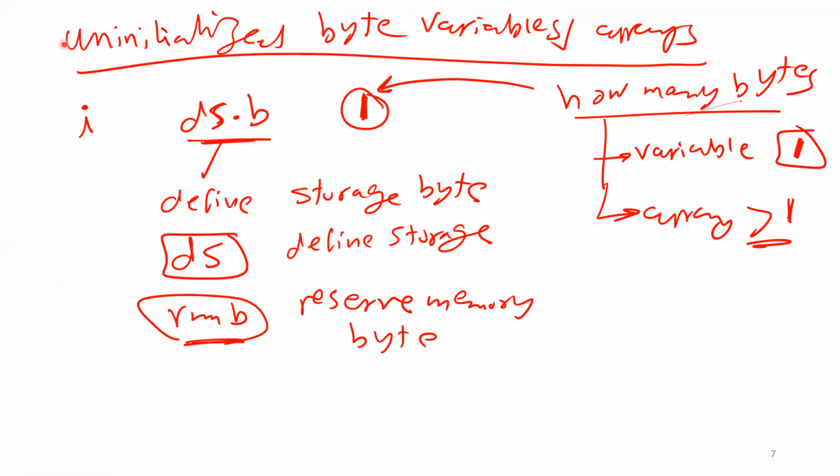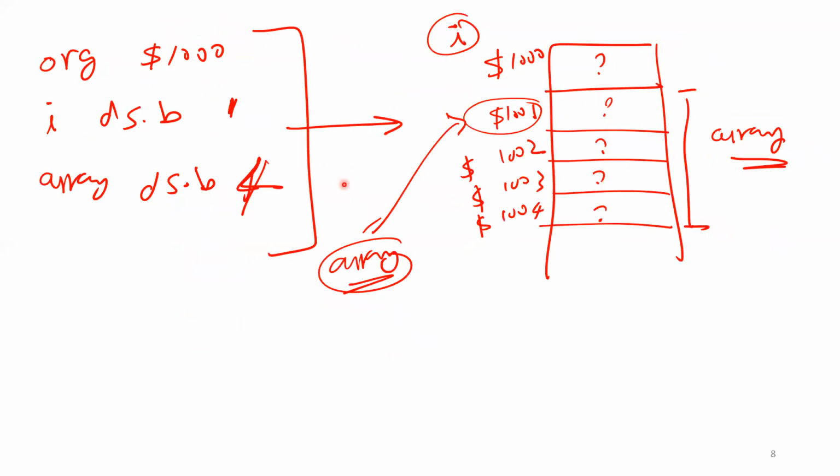If you want to do it uninitialized, you have to use a different keyword, which is ds.b, and here you put 1 if it is a variable, and if it is an array, it has to be more than 1. It depends on the size of your array. If I want to create an array of 4 elements, I can put 4 here. This is uninitialized, so this is not the initial value. This is how many elements. If it is 1, it means it is a variable.